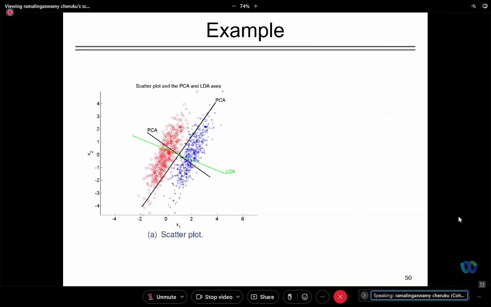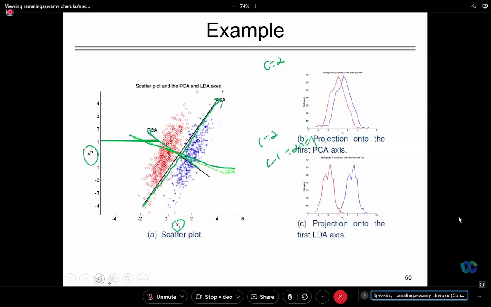Now let us put together PCA and LDA for two-dimensional data. So this is two-dimensional data, x1 and x2, and C is equal to 2 classes, blue and red. For PCA there are two principal axes, because the data is two-dimensional. This is one principal axis, this is another principal axis. But for LDA you will have only this one line, because the number of axes in the new space is C minus 1, that is 2 minus 1, which is equal to 1.